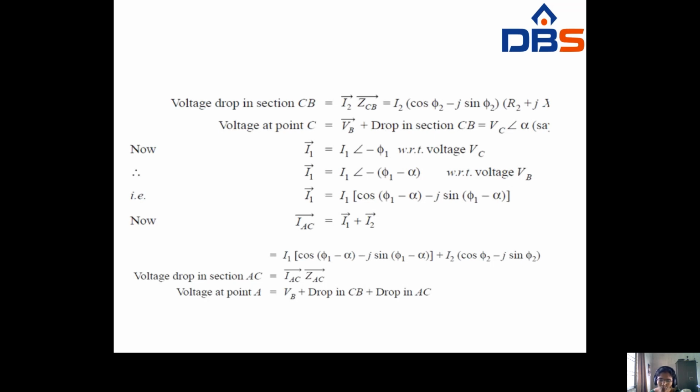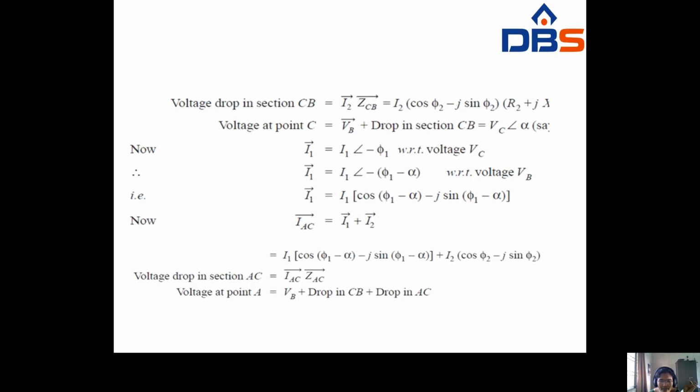So in polar form, you can assume the drop in that is equal to the voltage value VC at an angle of alpha. So at that time, here you have to write I1 bar equal to I1 at an angle of minus phi 1 with respect to the voltage VC. Similarly, I1 bar equal to I1 at an angle of minus phi 1 minus alpha with respect to the voltage VB. Similarly, I1 bar equal to I1 cos of phi 1 minus alpha minus j sin of phi 1 minus alpha.